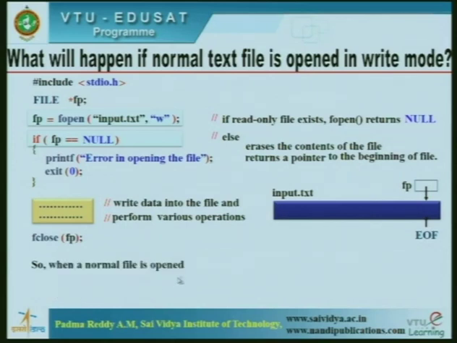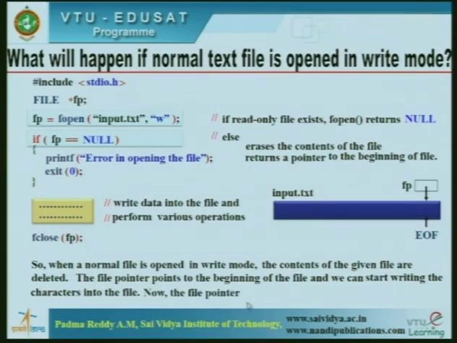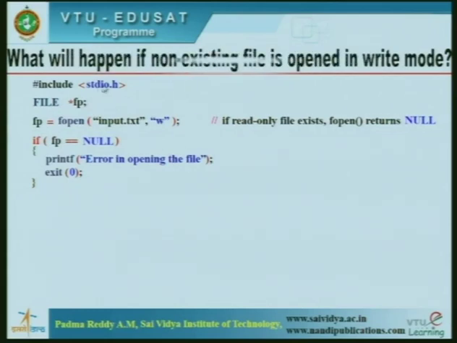So when a normal file is opened in write mode, the contents of the given file are deleted. The file pointer points to the beginning of the file, and we can start writing the new characters into the file. Now, after writing something, the file pointer points to the end of the file. Now let us see what will happen if a non-existing file is opened in write mode.